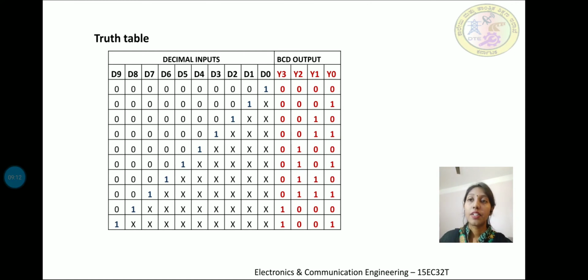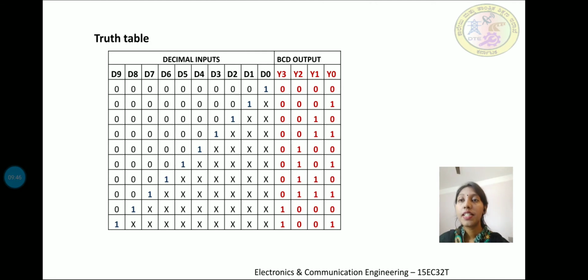In the second condition, the higher priority inputs from D2 to D9 are inactive, D1 is active, and D0 is considered as a don't care. That is, regardless of the lower priority input D0, the output obtained for the digit 1 is 0001. In the next condition, D2 is active and the higher priority inputs from D3 to D9 are inactive. So regardless of the state of the lower priority inputs D1 and D0, the output obtained is 0010, corresponding to the digit 2.